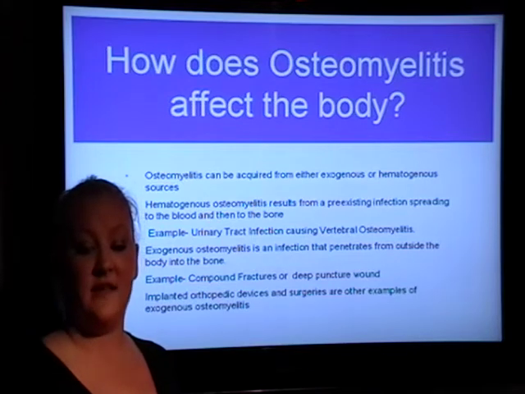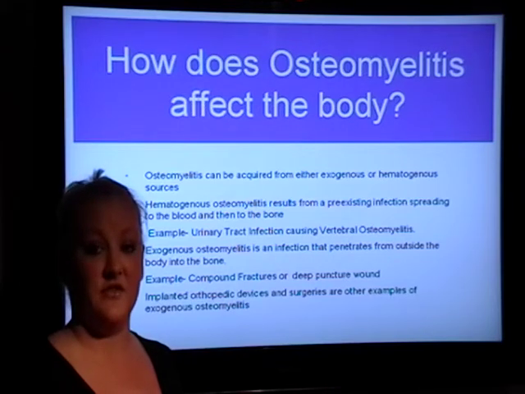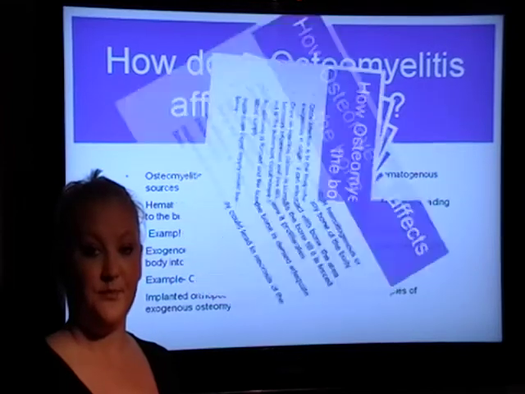Exogenous osteomyelitis is an infection that penetrates from outside the body into the bone. An example of this would be a compound fracture or a deep puncture wound. Implanted orthopedic devices and surgeries are also other examples of exogenous osteomyelitis.